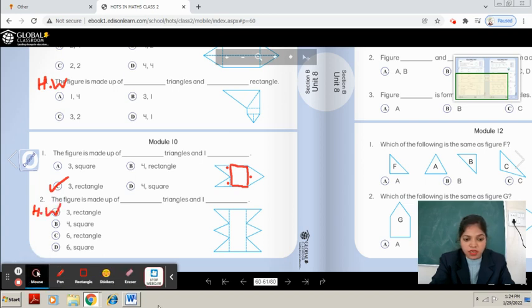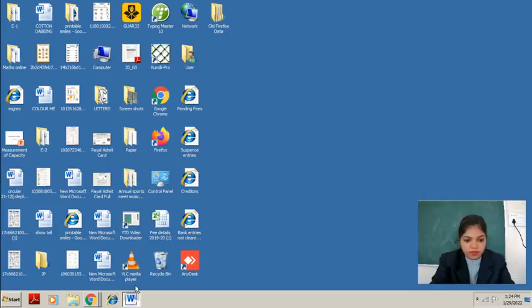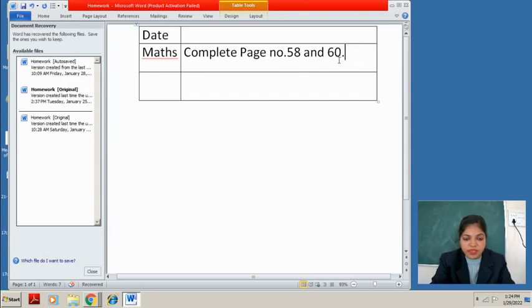So now take out your diaries. Write down the date. Write down the date and the homework. Complete page number 58 and 60. Write down the homework. Complete page number 58 and 60. Have you written the homework?